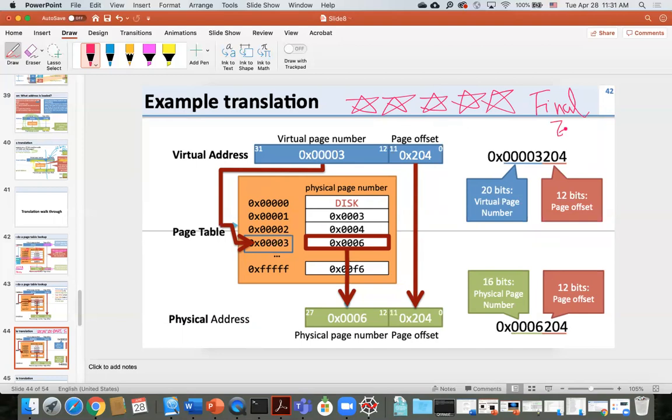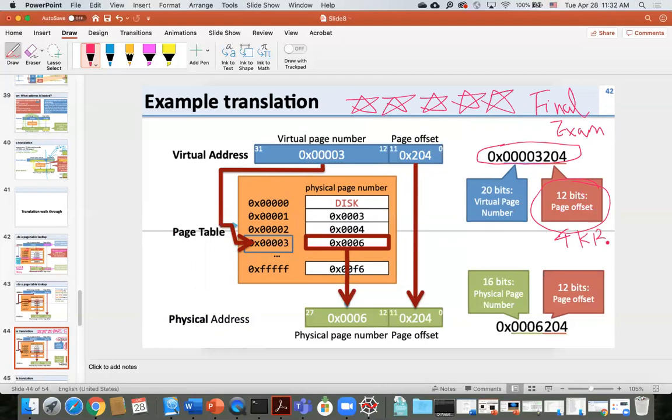Okay? So, for example, suppose we have the 32 bits virtual address given as 0003204. So this is a 32 bits long virtual address. And we would like to figure out the physical address according to the page table. So the page table is given, and the page size is also given. So the page size is 4K bytes.